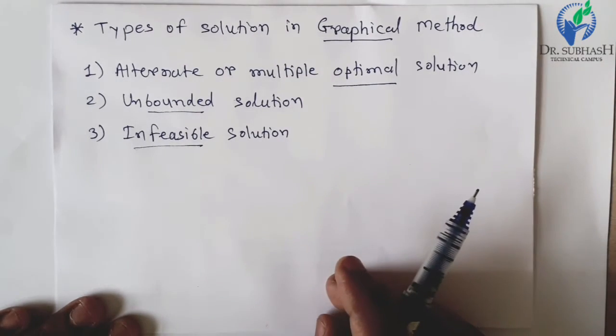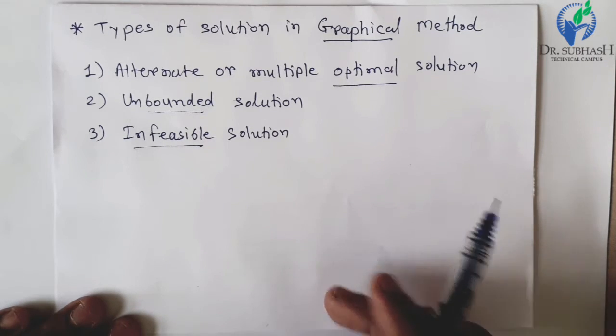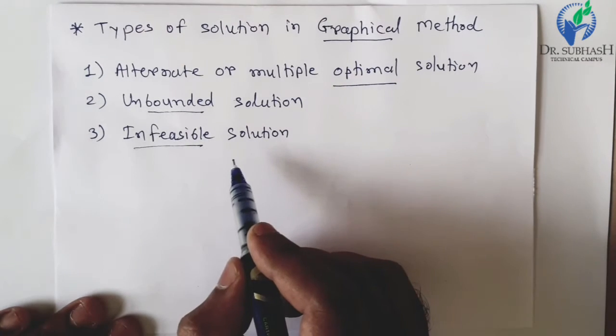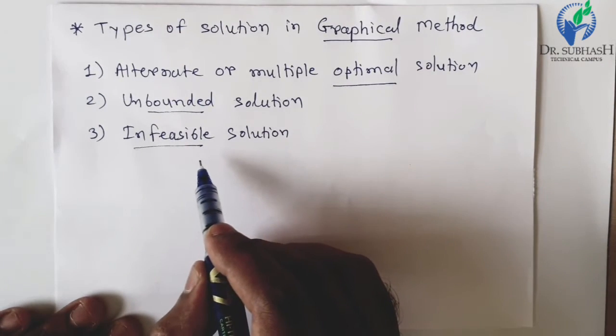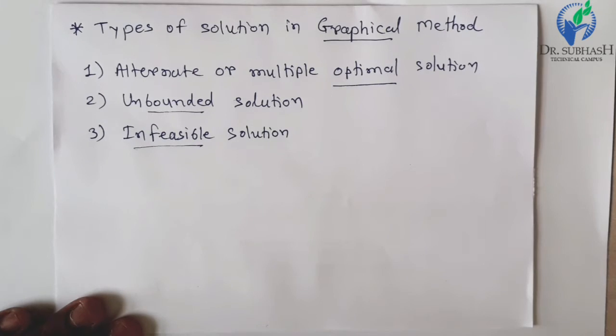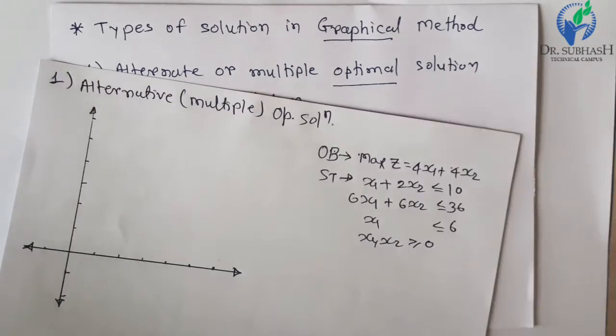This is a solution in which there is no point, or no set of values, that will satisfy all the constraints simultaneously. So this is called an infeasible solution. So let's start with the alternative multiple optimal solution. We will see all the solutions with the help of an example.